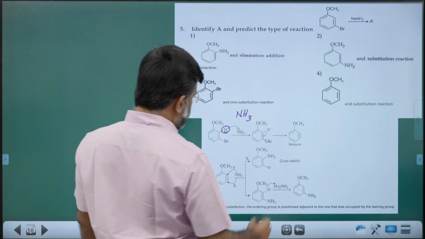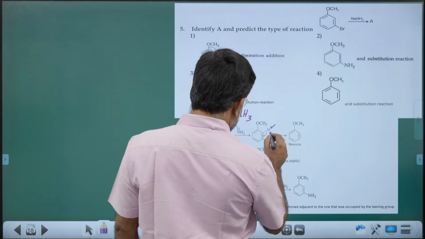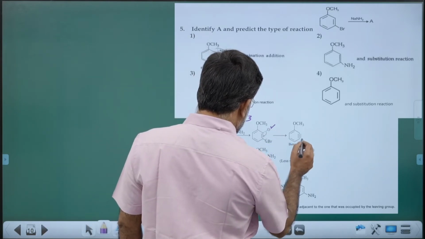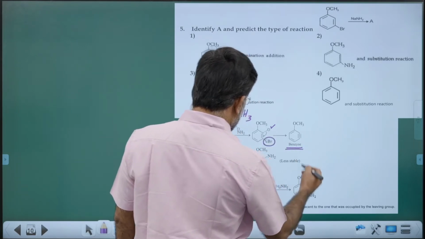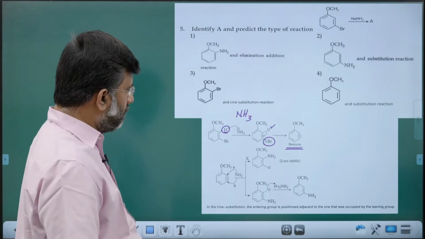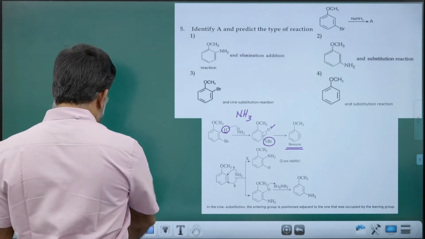And now what happens? You get a carbanion here, and now that charge is shifted to this position. You are getting benzyne. Meanwhile, bromine is removed. You are getting benzyne. That's why it is called a benzyne mechanism.